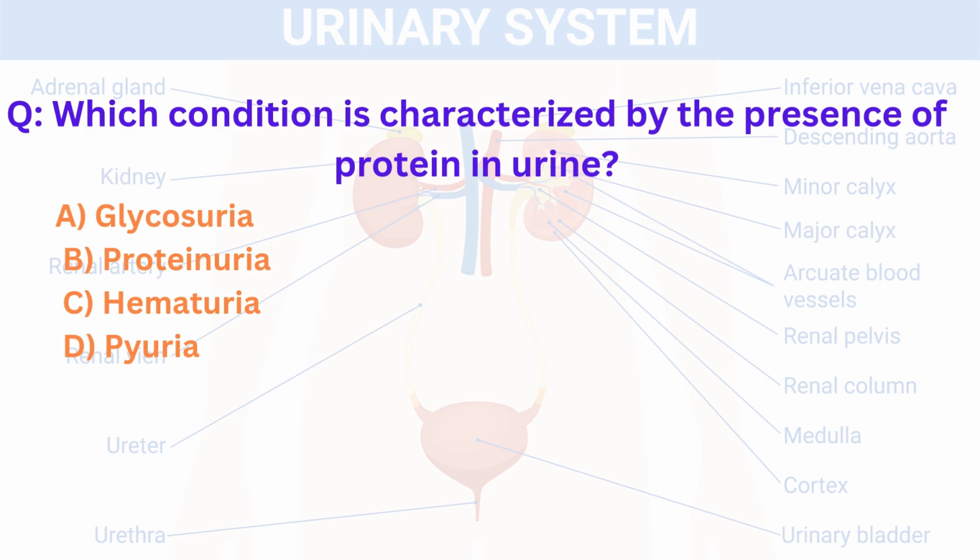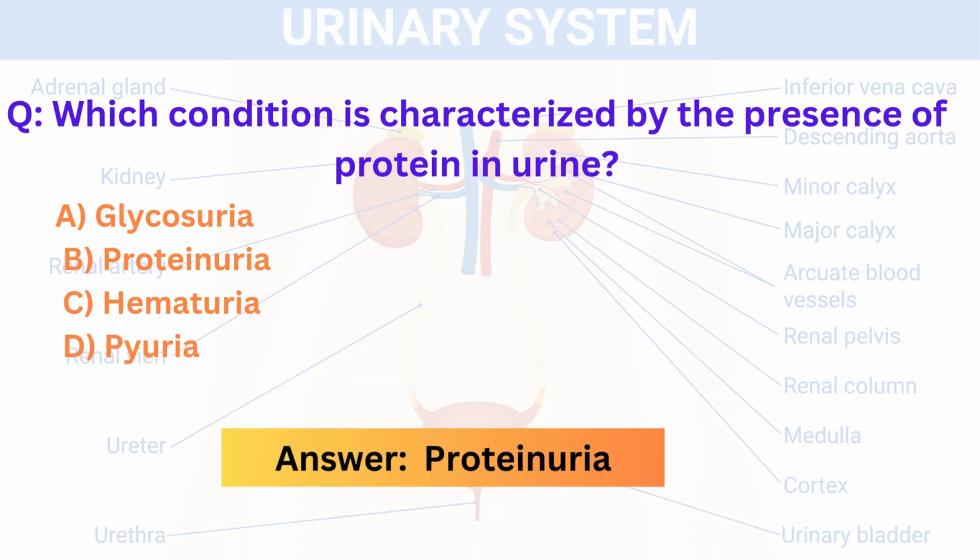Then proteinuria, it is the presence of protein in urine, often indicates kidney damage or kidney disease. Then hematuria, that is the presence of blood in urine, which may indicate infection or trauma, or sometimes kidney stones. Then pyuria, the presence of pus or white blood cells in urine, typically a sign of infection. Here, the correct answer is proteinuria, that is presence of protein in urine.